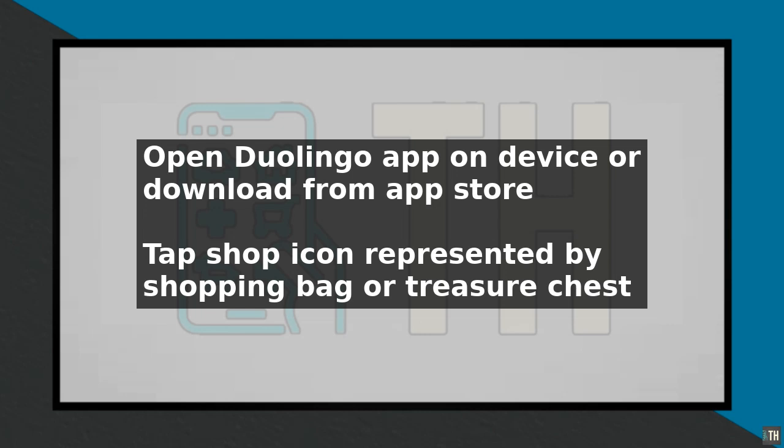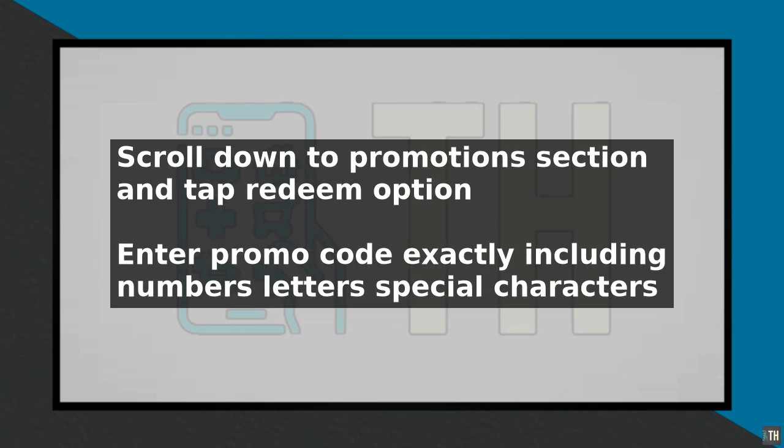This will bring up a text field where you can enter your promo code. Type in the promo code exactly as it appears, including any numbers, letters, or special characters. After entering the promo code, tap the Redeem button to apply the promotion to your account. If the promo code is valid, you will receive a confirmation message indicating the rewards or benefits you have unlocked.